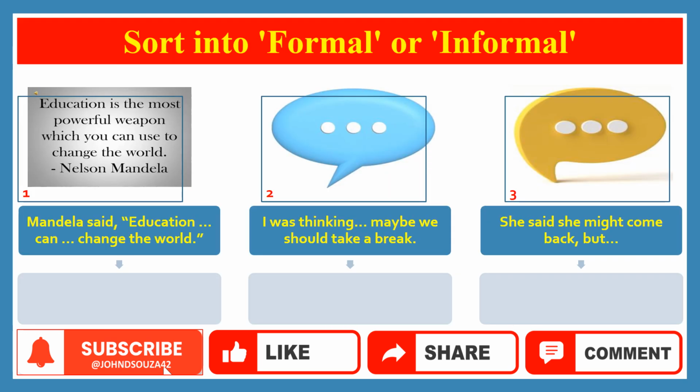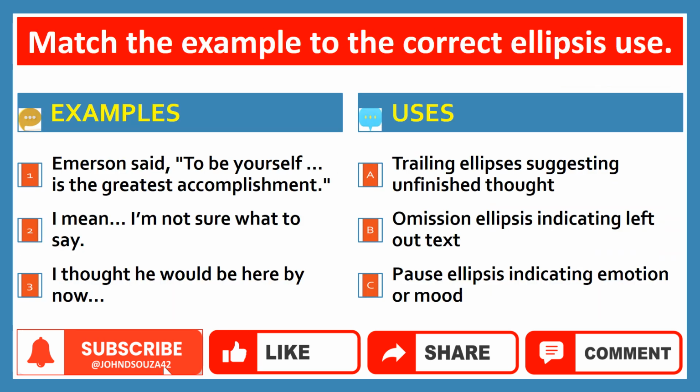Sort these examples with ellipses as formal or informal. Compare your answers with the answer key provided. Let's play the matching game to demonstrate our understanding of the function of ellipsis types. Refer to the answer key to review your response.